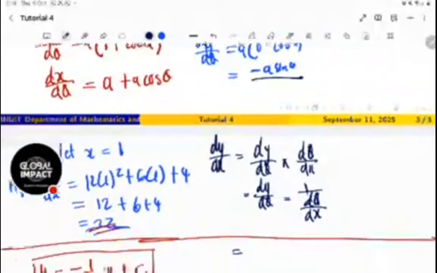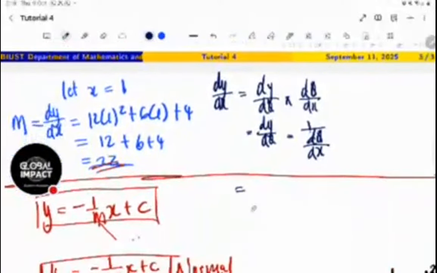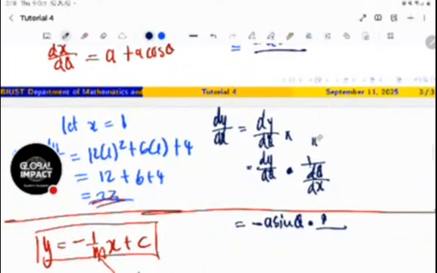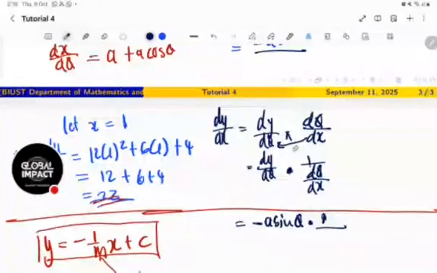So this is negative a, wait, my phone's ringing. Negative a sin θ times 1 over dx/dθ, because it's supposed to be dθ/dx, so that we have x in the denominator and y in the numerator. It's almost like the thetas will cancel, but never cancel them.